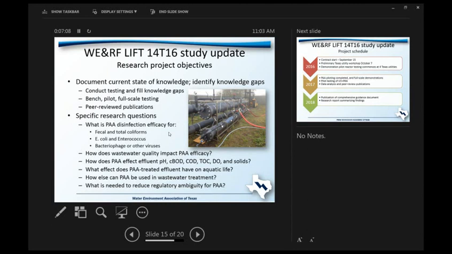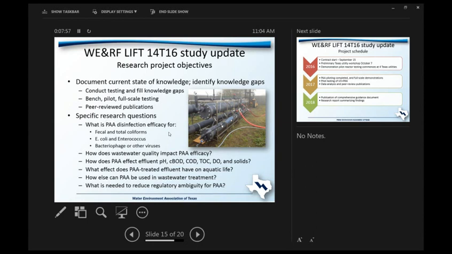The specific research questions the project is looking at is documenting the efficacy of PAA disinfection for fecal and total coliforms, E. coli and enterococcus, as well as viruses. Also to look at how upstream wastewater quality impacts how well PAA behaves. So what are the different water quality parameters that really dictate whether it's going to work or not for you? And how does PAA in turn affect the pH, CBOD, and other parameters of the solids, as well as the final effluent? Carl mentioned that you do see an increase in CBOD, and you also see an improvement in dissolved oxygen, typically, unless you overquench.